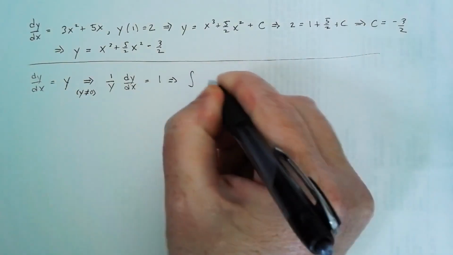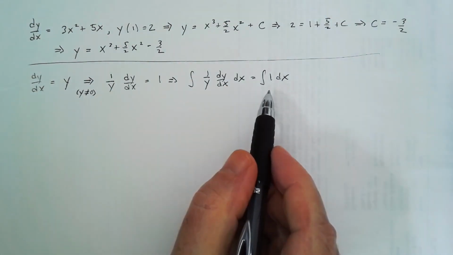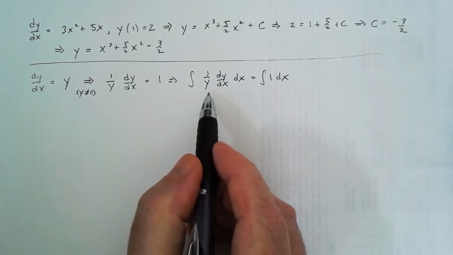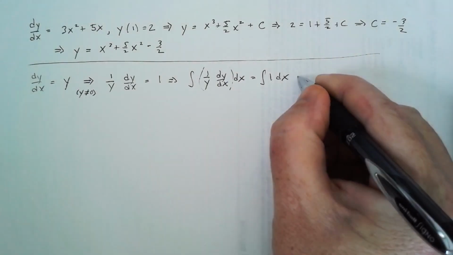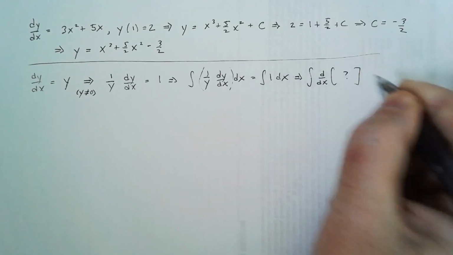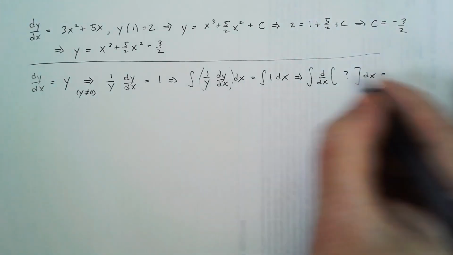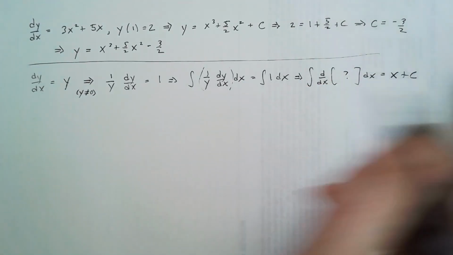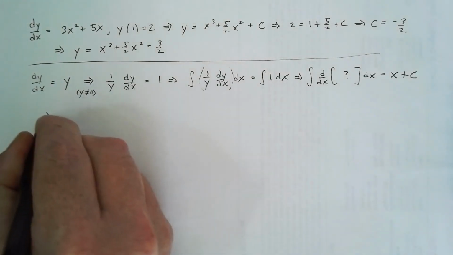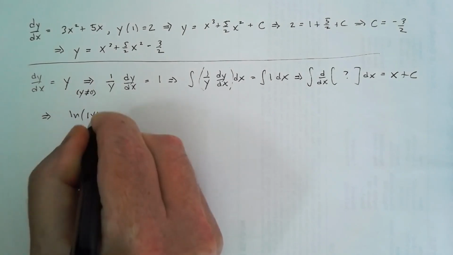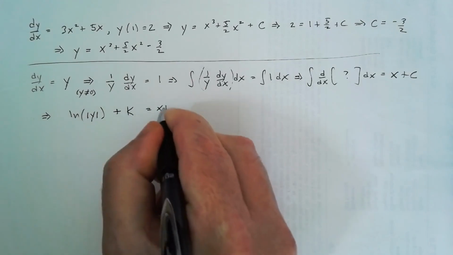Now, let's integrate both sides with respect to x. The integral on the right side is easy, but what about this integral on the left side? Looking at 1 over y times dy/dx, this looks like the result of a chain rule. The derivative with respect to x of some function would give us the result 1 over y dy/dx. On the other side, we get x plus c. So what would this function be? Well, an antiderivative of 1 over y would be natural log of absolute value y, and then we'd have some constant k here, equals x plus c.